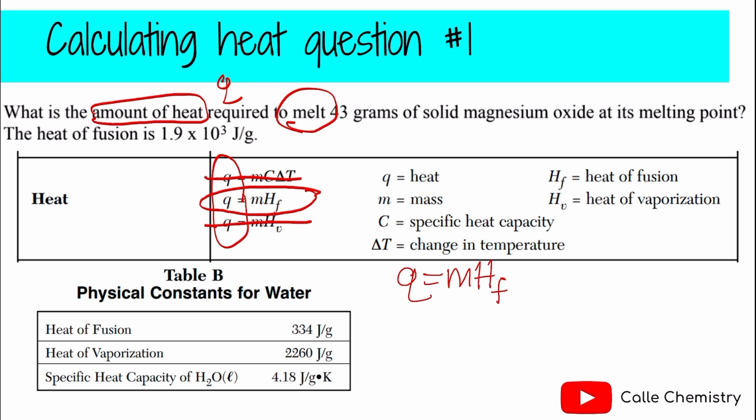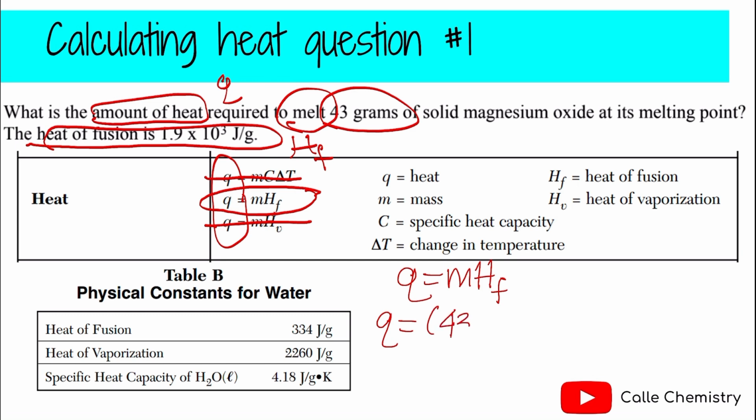Another thing they mentioned is that they gave us the heat of fusion. So this is H_f here. And they also gave us the grams, 43 grams. And they gave us the heat of fusion, which is 1.9 times 10 to the third joules per gram.